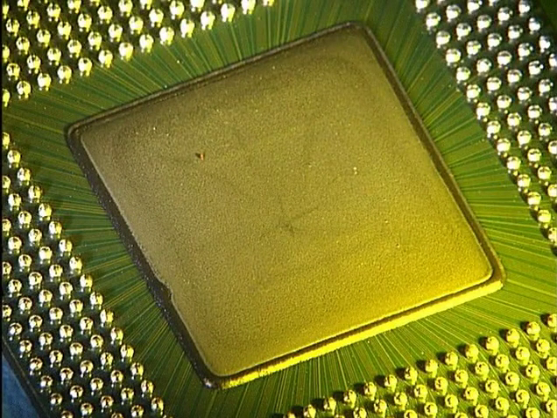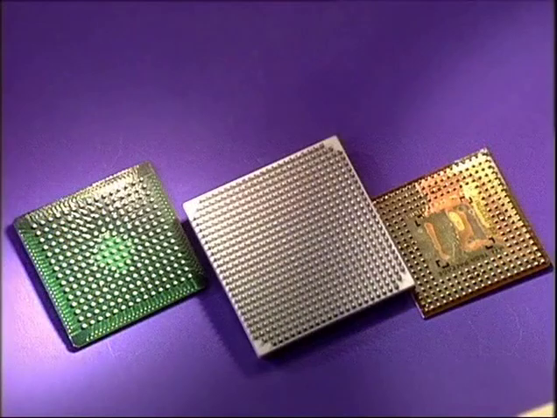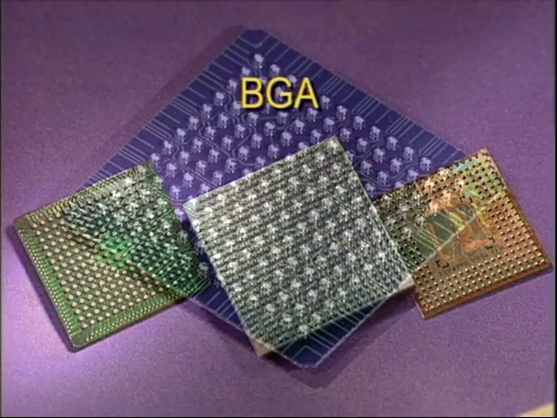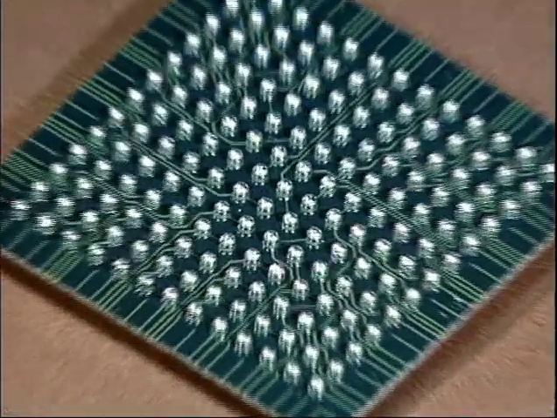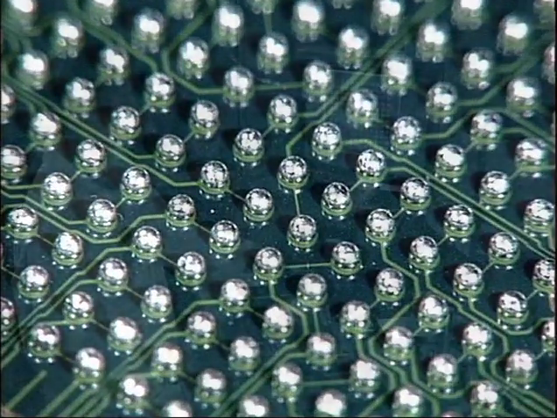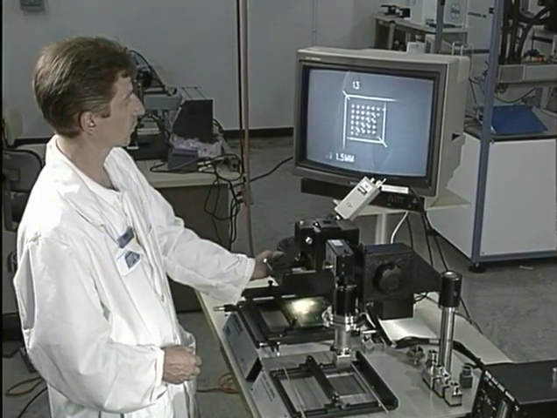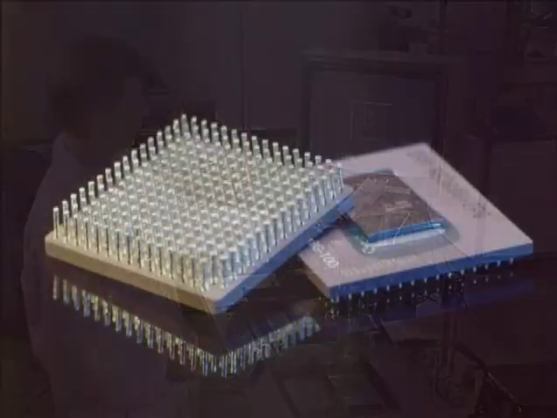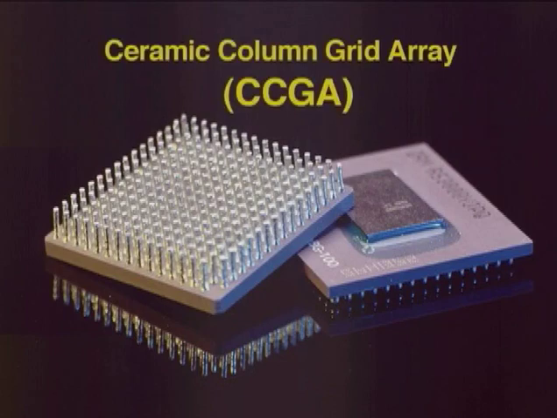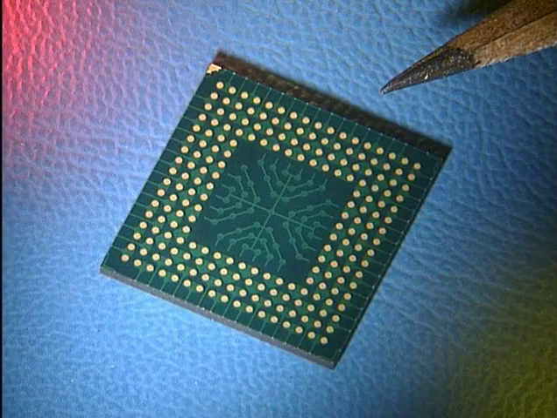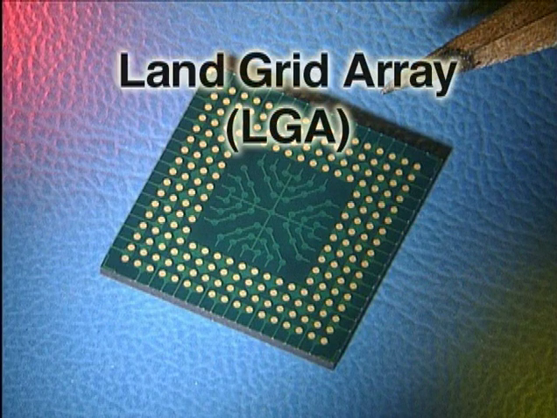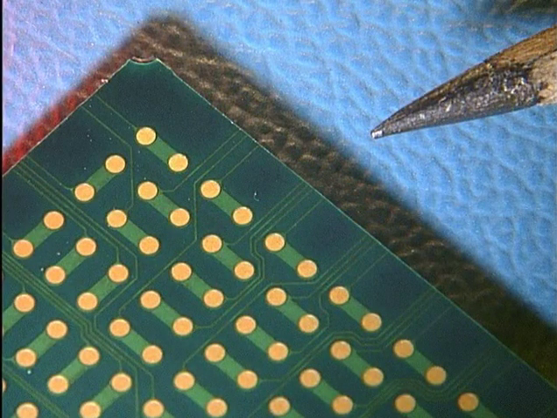The last type of leadless connection is the array type component. Ball grid arrays, or BGAs, consist of parallel rows of tiny balls of solder on the bottom of the component. These solder balls are connected to matching rows of lands on the circuit board. There are also ceramic column grid arrays, or CCGAs, that connect to matching lands on the circuit board. Another array type component is the land grid array, or LGA, that has a series of flat land terminations that are soldered directly to matching circuit board lands.